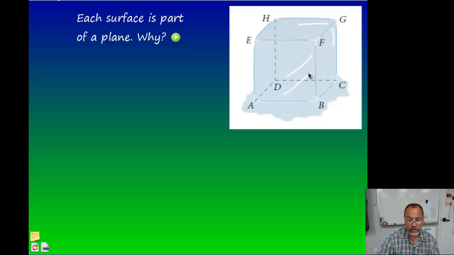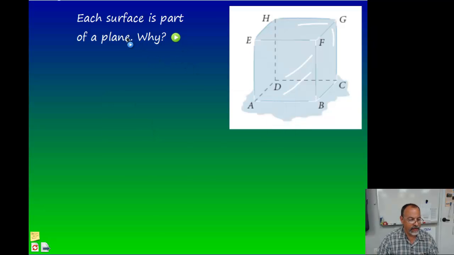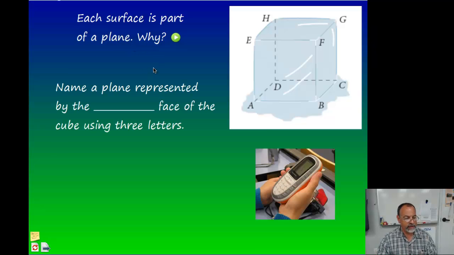Why is it just part of the plane? Well, because the plane goes on forever, and I didn't draw everything. I didn't draw on forever. I just drew this portion of the plane if we're looking at the front side of this cube. So make sure that each is part of a plane.